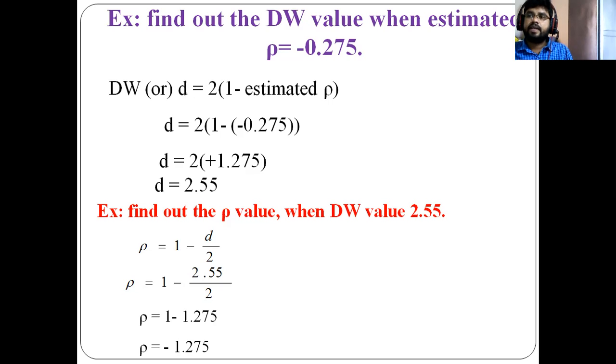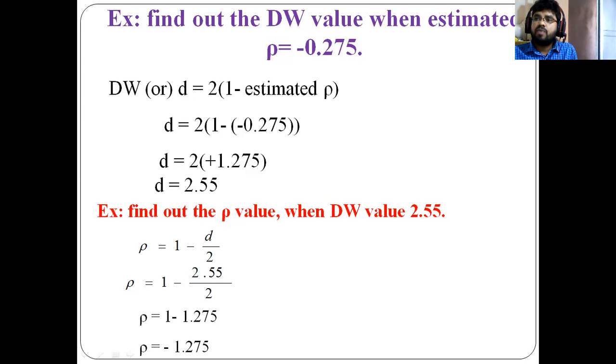Or for SET and NET and other entrances of MPhil and PhD in central universities and other universities, and also assistant professorship in other universities and some public service commissions. So they will ask such kind of questions. Find out the DW value when estimated rho is equal to minus 0.275. They will ask a question like this.